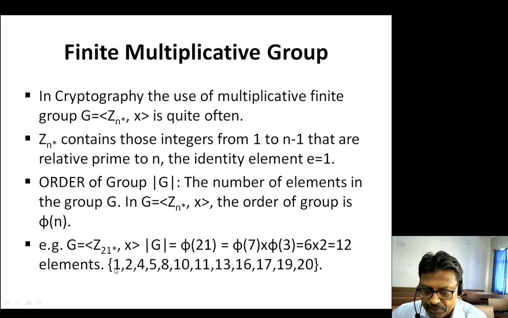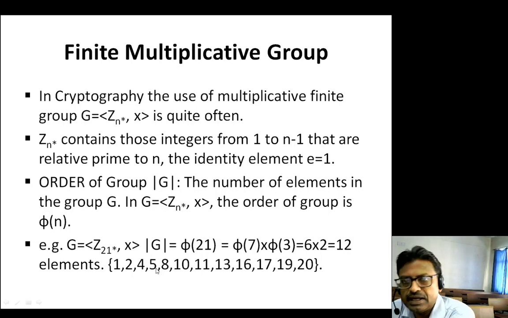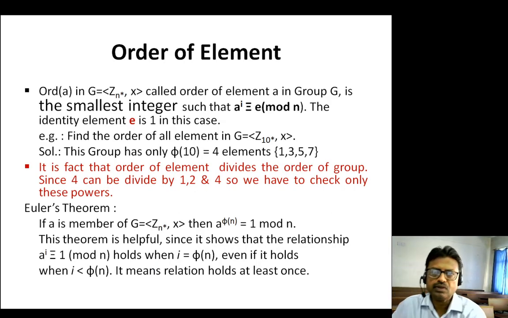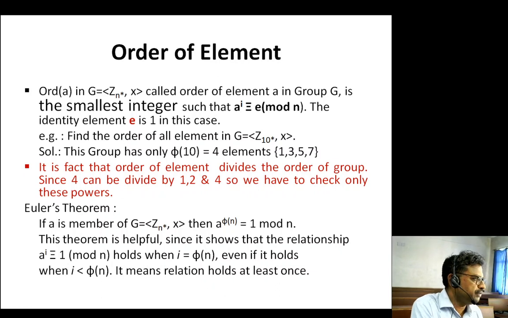Why are these the elements? Because all these elements are co-prime to 21. How do you find co-prime? Take the GCD of 21 and any number. If it is 1, that number is co-prime to 21. So this is the idea about the multiplicative group. Then what is the order of an element? As we found the order of the group, similarly we try to find out the order of the element.